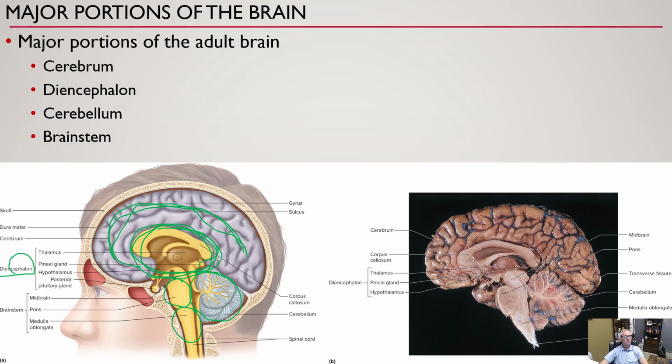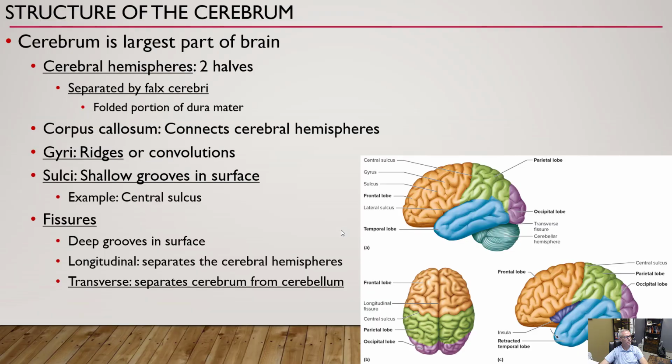All right, so major portions of the brain. Like I said, this textbook divides the brain into the cerebrum, diencephalon, cerebellum, and brainstem. Cerebrum is the big portion of the brain. The diencephalon are kind of like these structures here. The cerebellum is down here, and the brainstem would be these structures down here, midbrain, pons, and medulla oblongata.